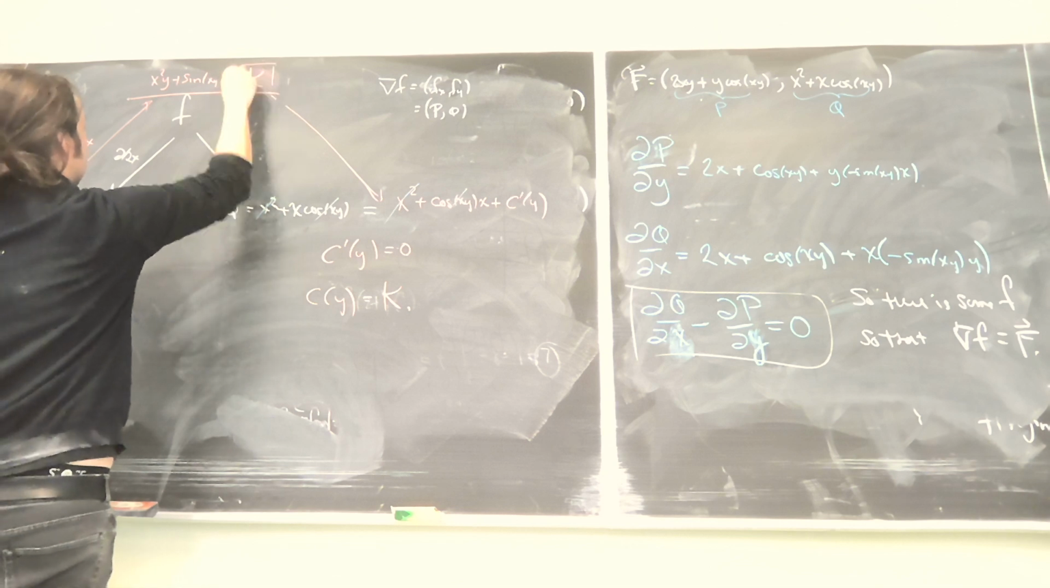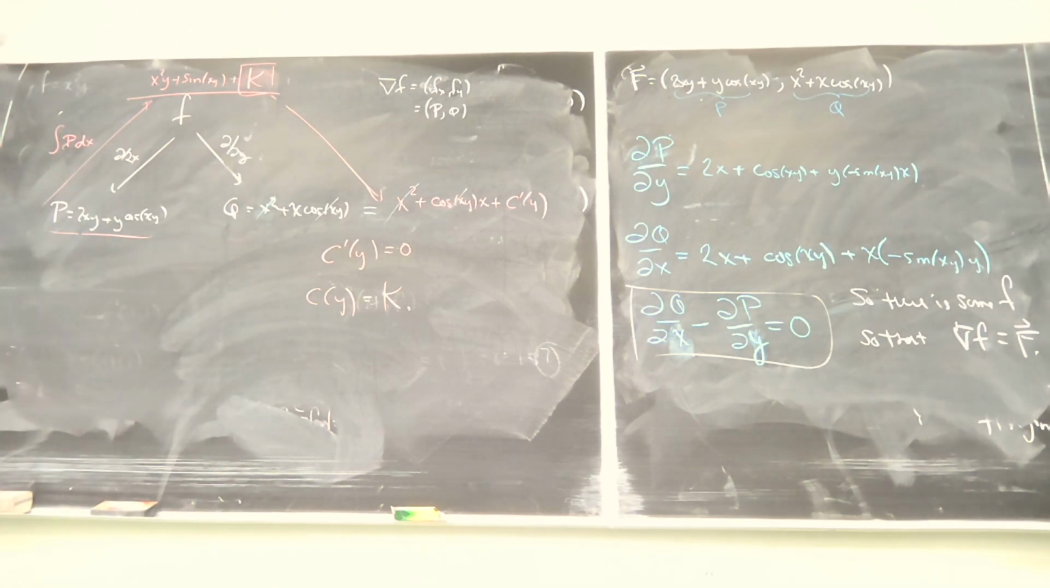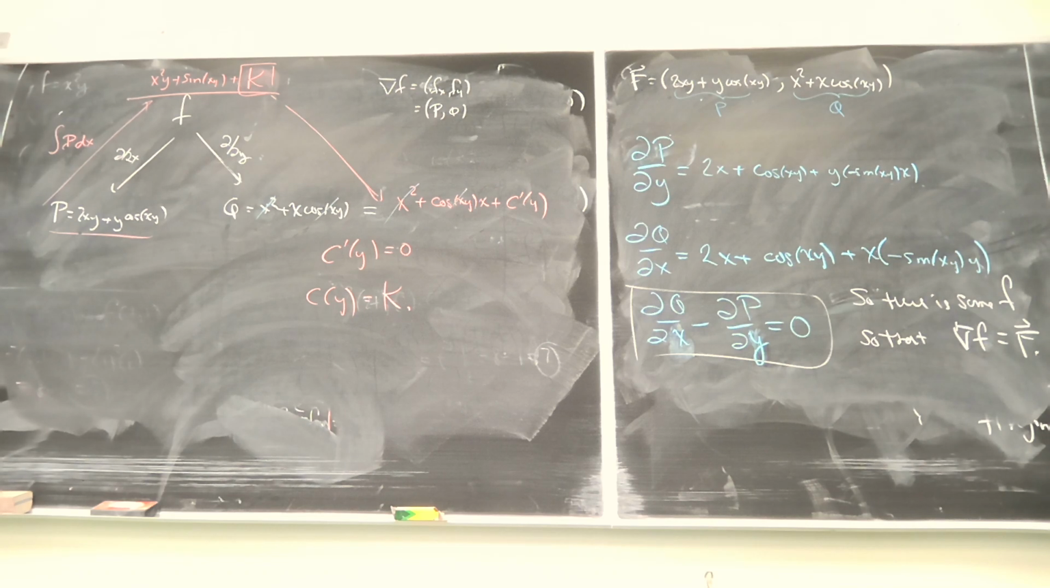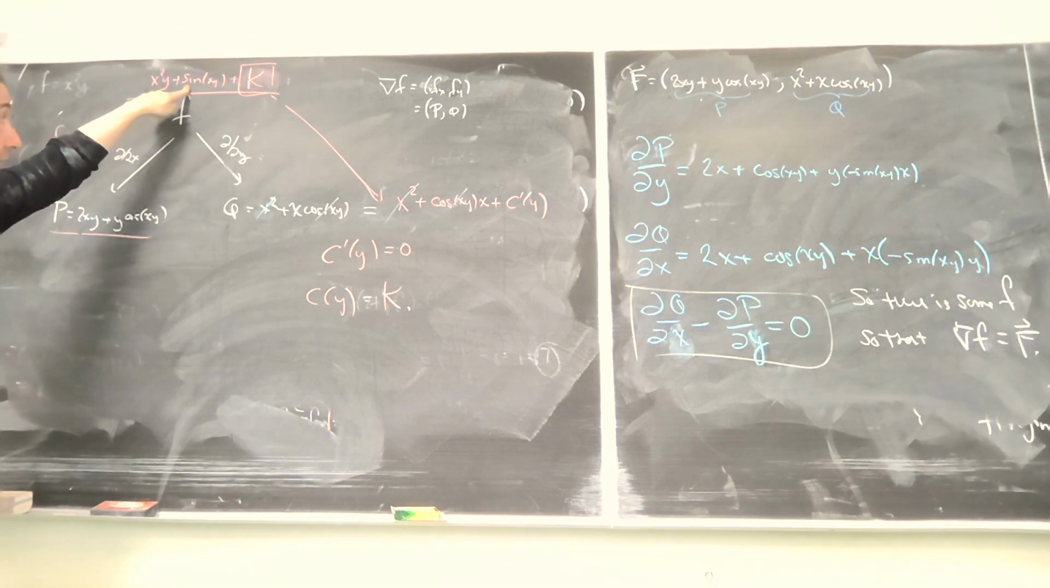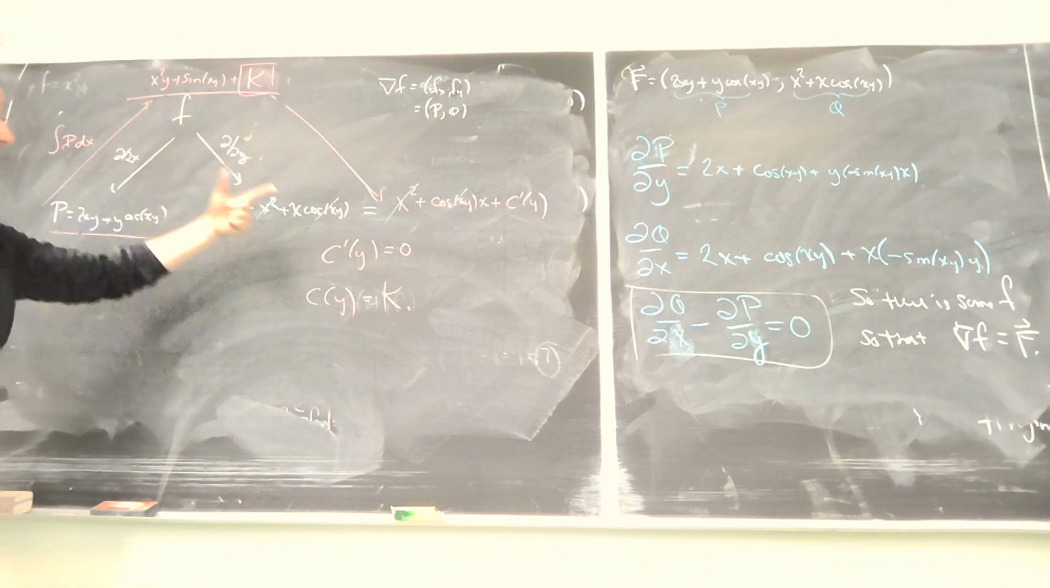You replace c of y with what you now know it to be, and now you can just check your answer. df dx is equal to 2xy plus the cosine of xy times y. df dy is equal to x squared plus the cosine of xy times x, which is this.